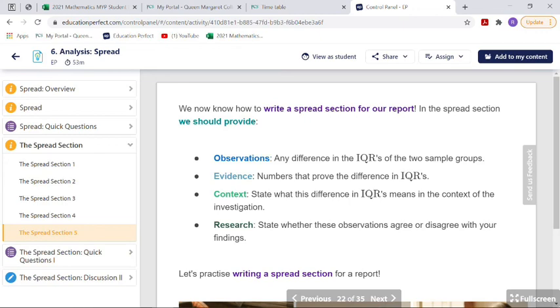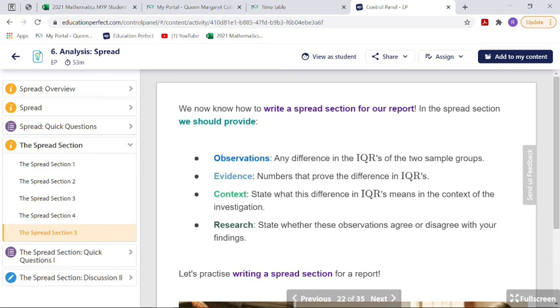So again, back to those same four things. You're going to see this in every section of the analysis. You make your observation. That's just what you see that's happening. Observation means see, right? No numbers there. Then the evidence. That's where you give the actual numbers to support your observation. Then the context. State what that means for the population that you're dealing with. That you always refer back to the population. And then finally, you're going to do a short paragraph about does your research support your findings, right?